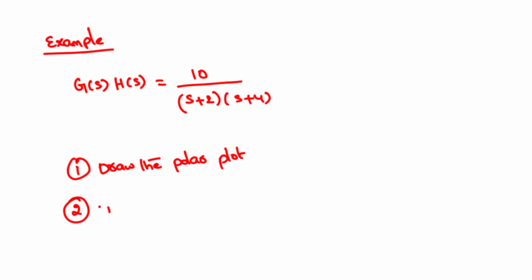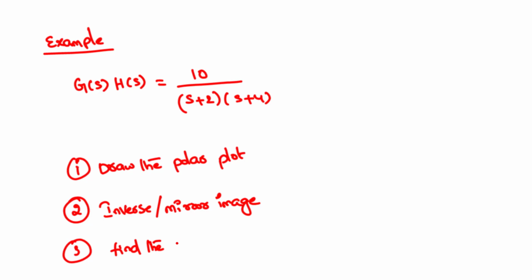Next is to mirror image, or invert, the polar plot with respect to the real axis, not with respect to the imaginary axis. Now, third is to find the number of encirclements, that is the value of N. N is equal to P minus Z.